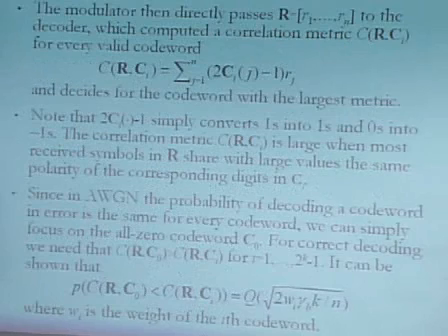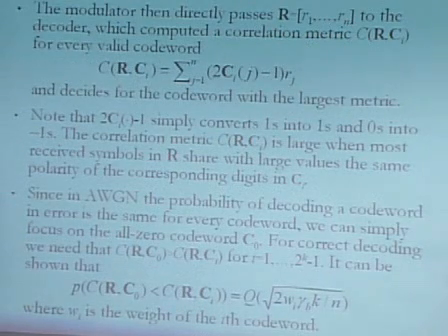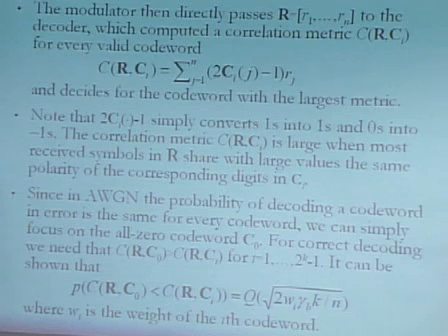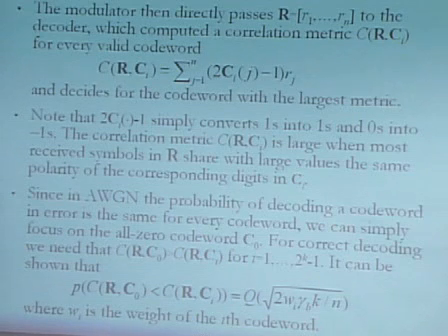So we get a vector R of little r's, each of which is either plus A or minus A plus the corresponding noise. Now the decoder receives this soft information and has to make a decision on which was the code word that was sent, right? So how it does it is it computes a correlation metric.